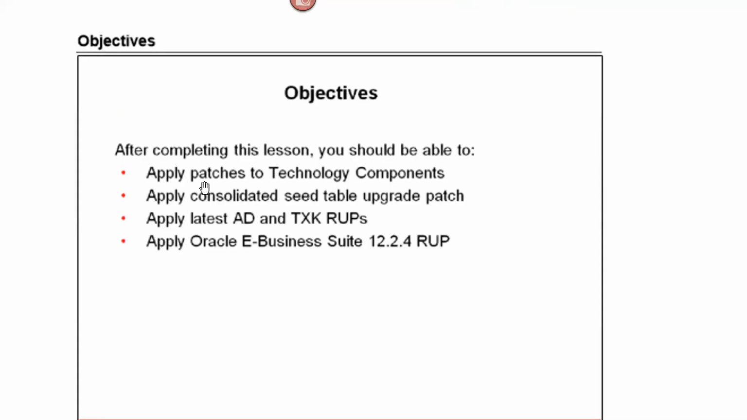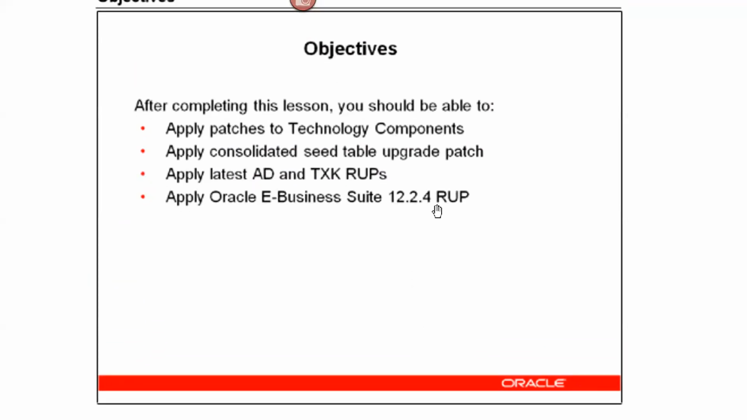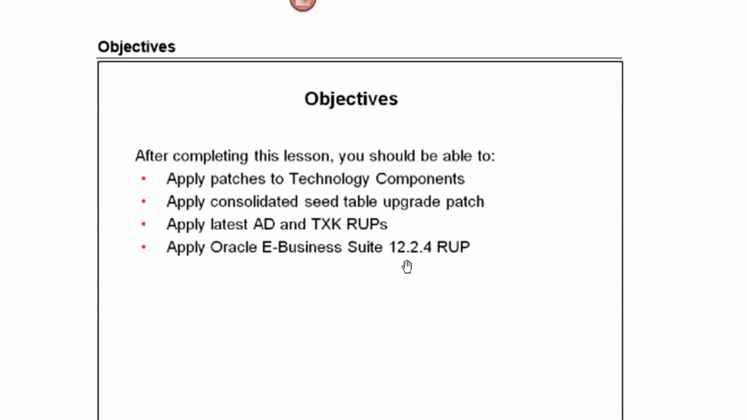Suppose you have to apply a patch on the technology stack. You need to apply the consolidated seed table update patch and the latest AD and TXK. In our case, we are going with release 12.2.12, while in his case he is going to 12.2.4. We are going with delta 14 because this was like three or four years old, and at that time 12.2.4 was the latest, but now 12.2.12 is the latest one.